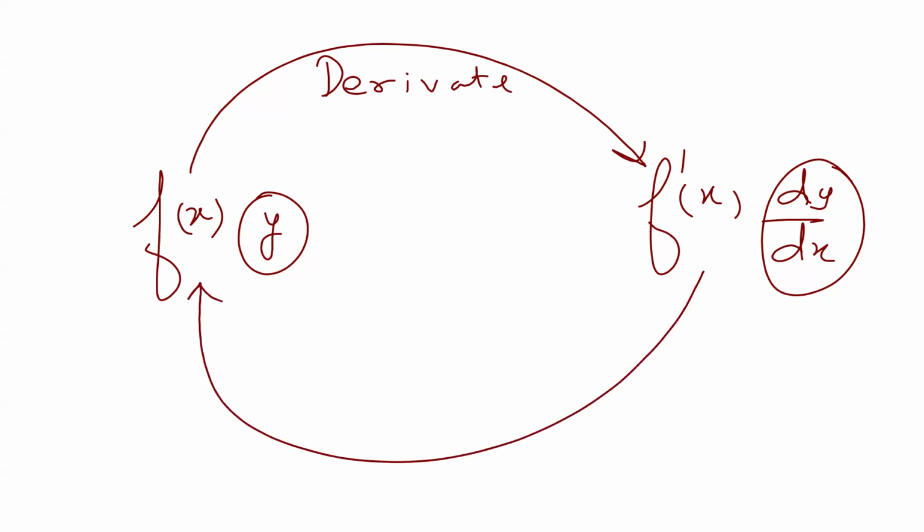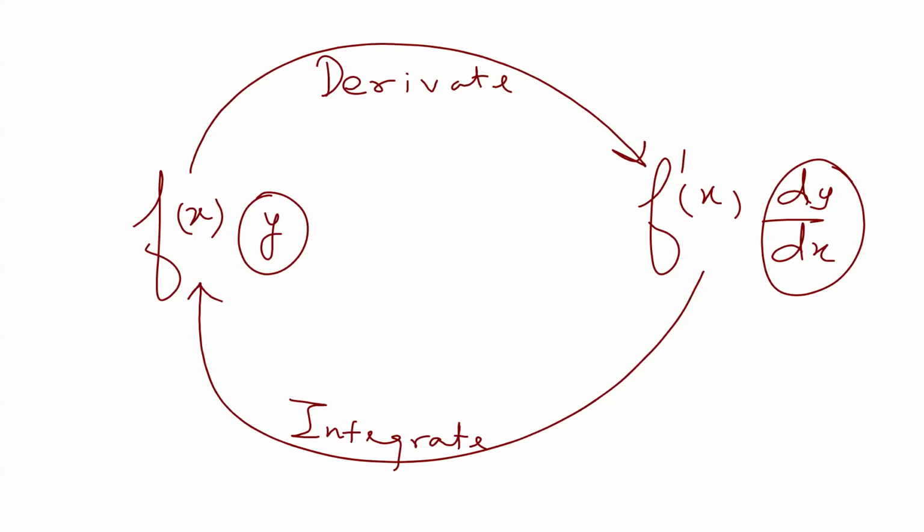And if we want to come back, we integrate. Okay. So from f of x to f dash x, we'll have to derivate, and from f dash x, if you want to get a function back, we'll have to integrate. Is this clear, guys?